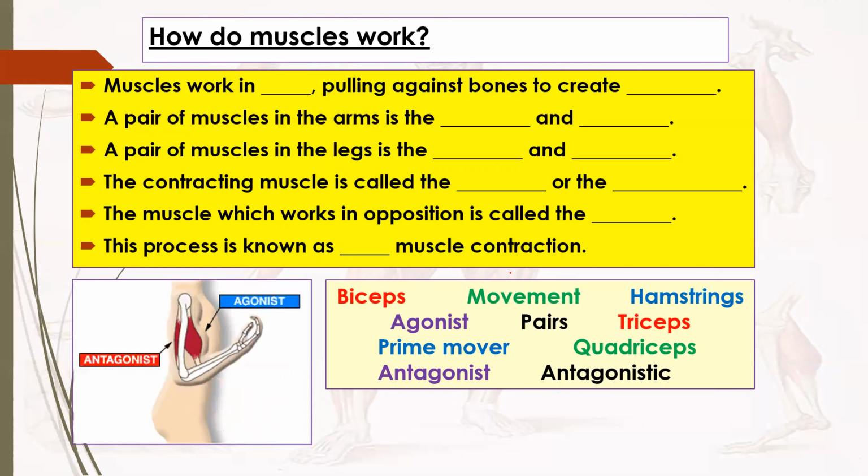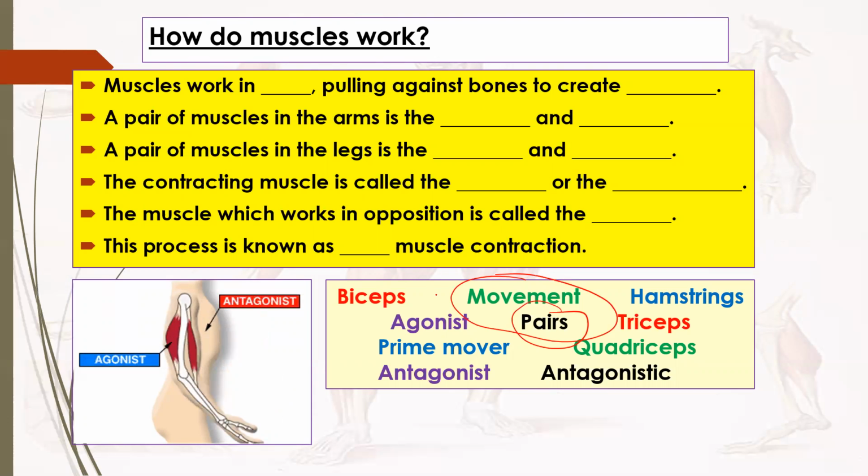Okay, so let's just go through it nice and clearly. Muscles work in pairs. So when there's a contraction, when there's movement, or if there's no movement, but there is a contraction, muscles work in pairs. They always pull against the bones to create movement. Okay, that's how movement occurs.